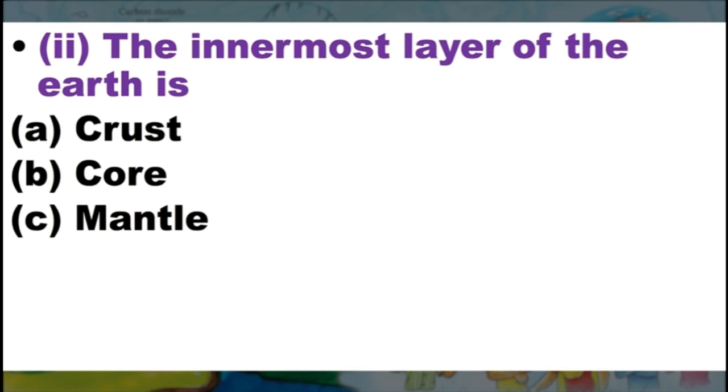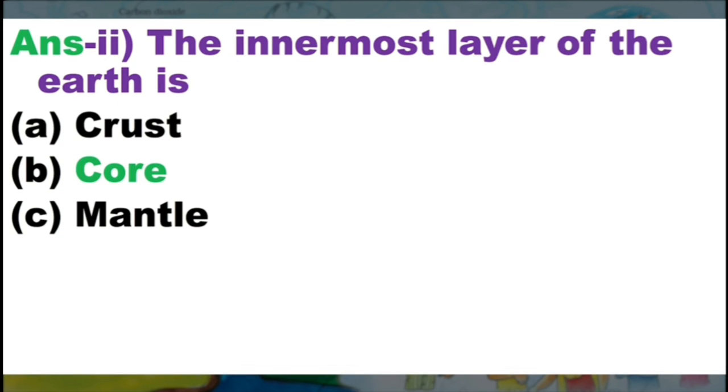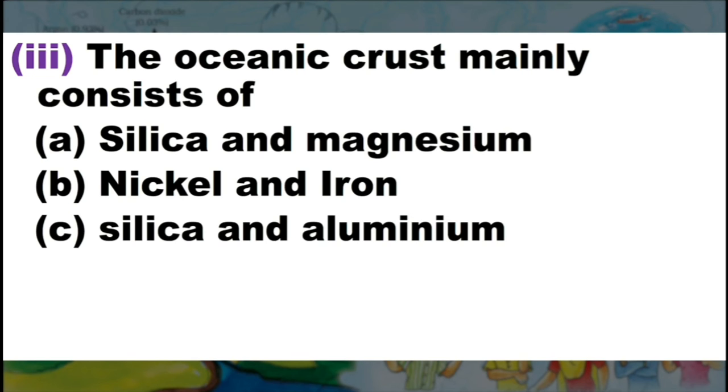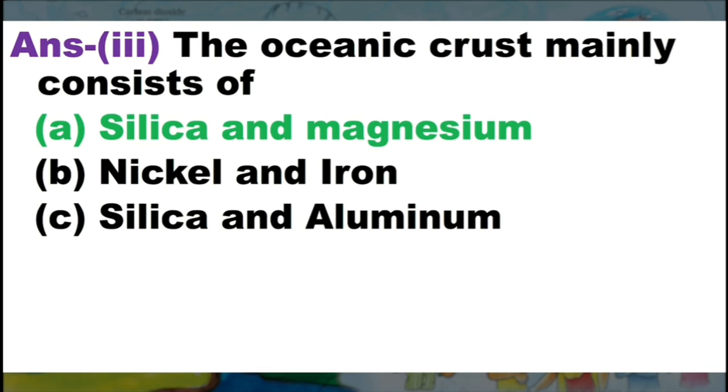The first layer of the earth, the right answer is core. As I told you before, it has 3,500 kilometer thickness. The continental crust mainly consists of silica and aluminum, and the oceanic crust is made up of silica and magnesium. So silica and aluminum on the continental crust, and silica and magnesium on the oceanic crust.